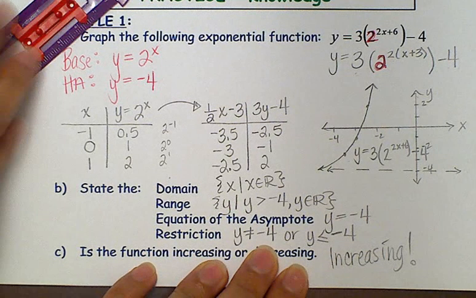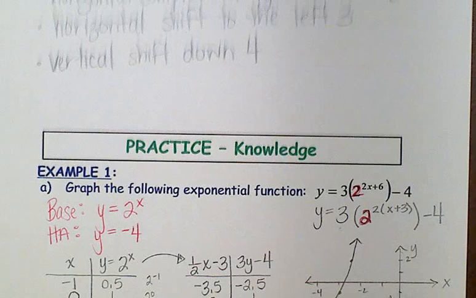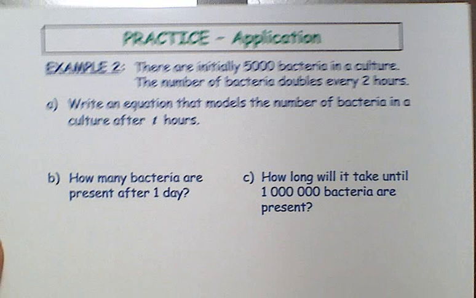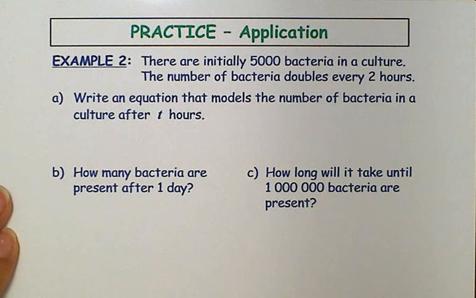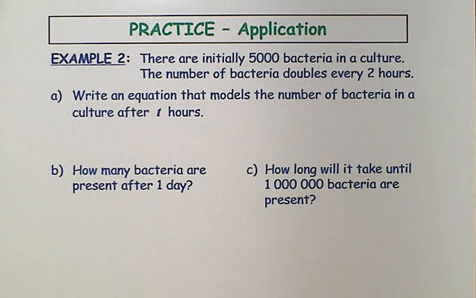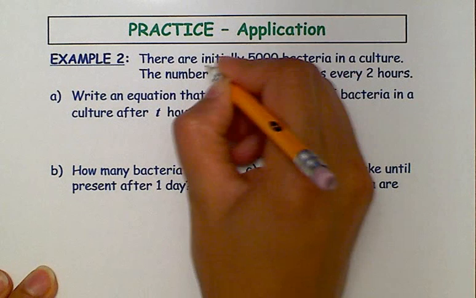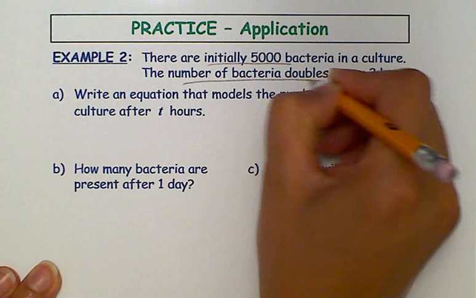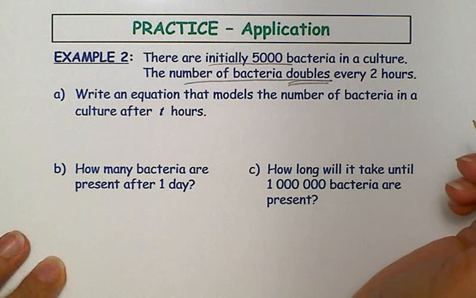Okay, let's take a look at example 2. Example 2 is an application question. And remember that you are going to have some application questions on your test, so you want to make sure you review some applications as well. And so this question says there are initially 5,000 bacteria in a culture. The number of bacteria doubles every 2 hours. So you're told that the initial population is 5,000 bacteria and that the number of bacteria will double. Okay, so that should help you figure out what the ratio is going to be.